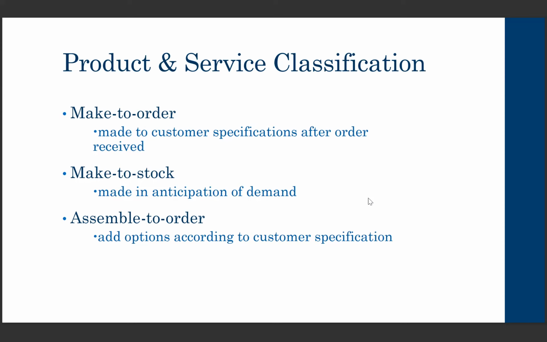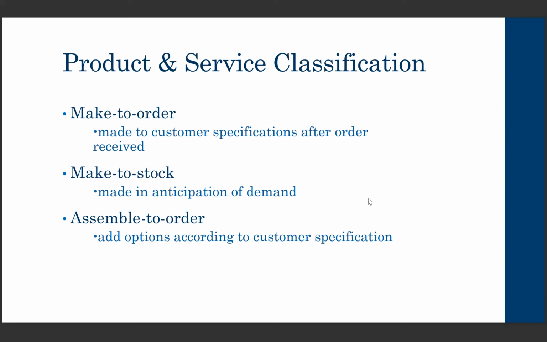And then make to stock, made in anticipation of demand. If it's an ice cream company, they anticipate the demand in December and in the month of April. The ice cream demand for the month of April would probably be high because the temperatures are high. And in December, the demand would probably be low because of the climate changes. And that's what we call make to stock. They anticipate the demand, then they make to stock.